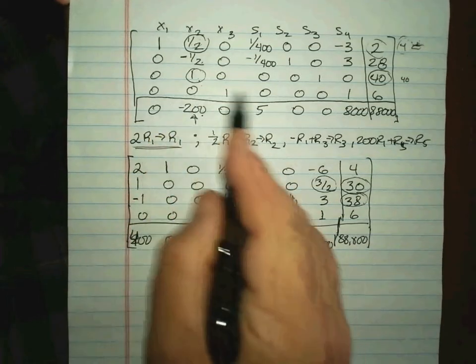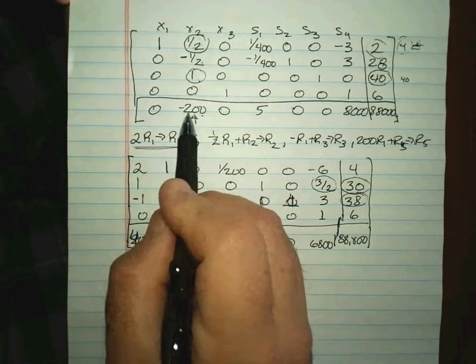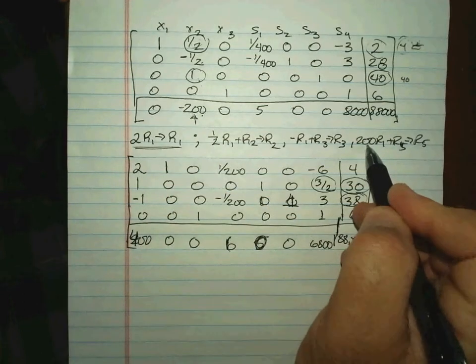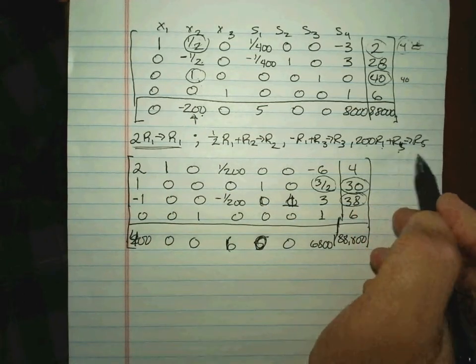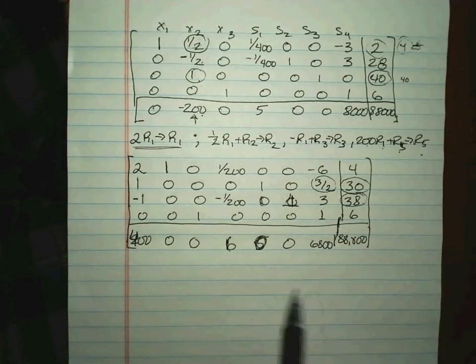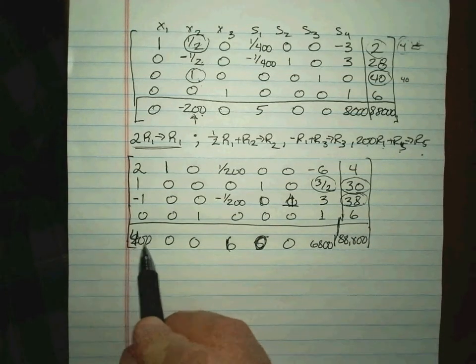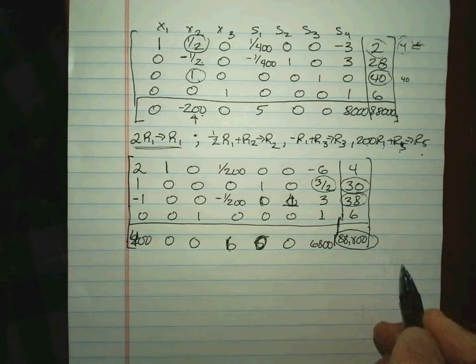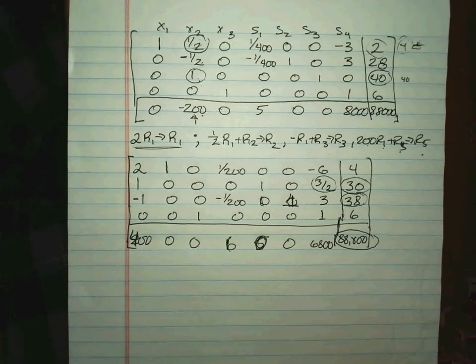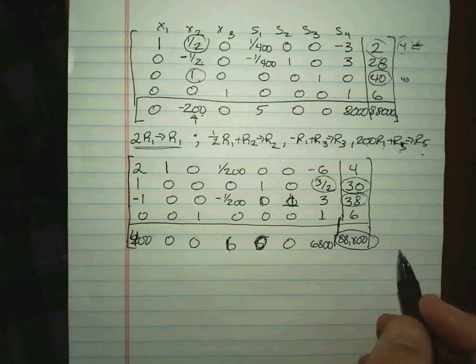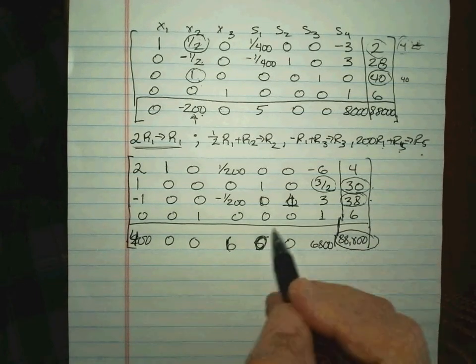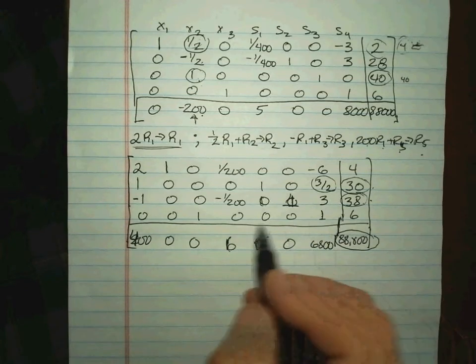Row 4 has a 0. We don't have to do anything to it, but for row 5 we have to get rid of the negative 200. So the row operation is 200 times row 1 plus row 5 to make a new row 5. My new row 5, therefore, is this. And we get the same 88,800 that apparently whoever wrote this problem on the software got, but these values are different, meaning that our solution could be different to the problem.